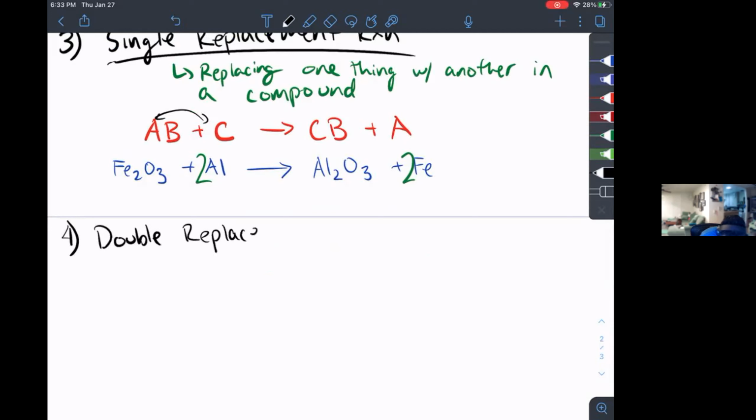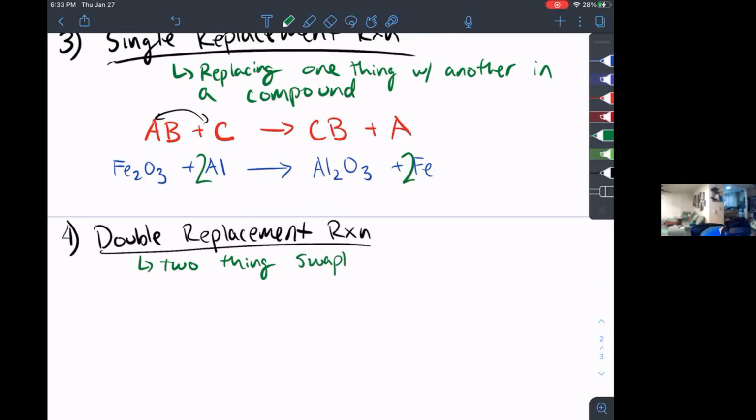All right, our fourth type of reaction, penultimate one, is just a double replacement reaction. Now, in our double replacement reaction, it's exactly the same as the single, but two things swap places in a compound, in two compounds, honestly, in two compounds.